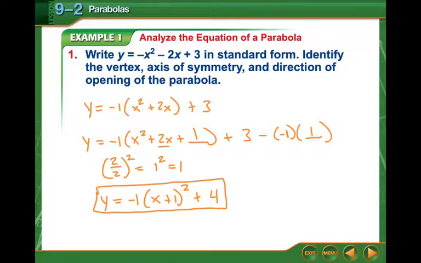Now it asks us to find some other things too. The vertex is easy because it's given to us in the equation. So our vertex is at negative 1, 4.